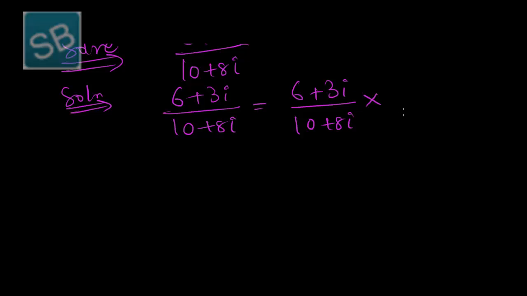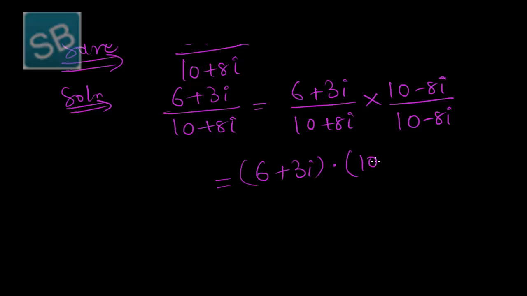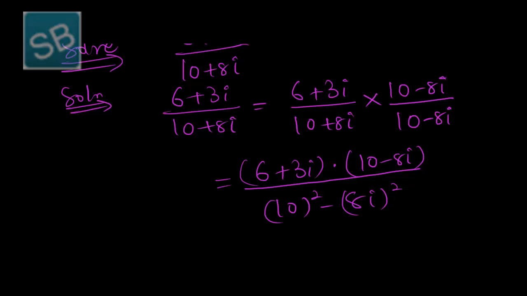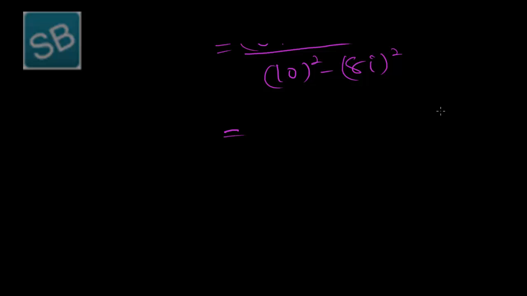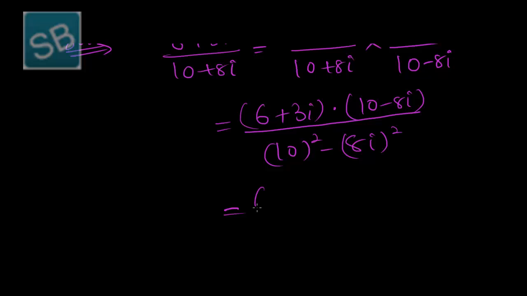We have to multiply and divide by the conjugate of Z2, that is 10 minus 8 iota, by changing iota to minus iota. So we multiply and divide the given quotient by the conjugate form of Z2. So multiply these two, that is 6 plus 3 iota into 10 minus 8 iota, and in the denominator we have a plus b, a minus b, which becomes a square minus b square. So here we get 6 into 10, that is 60, 6 into minus 8, that is 48 iota, plus 3 into 10, that is 30 iota, minus 24 iota square.